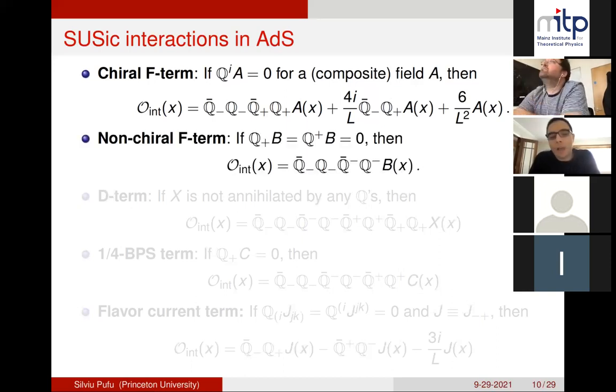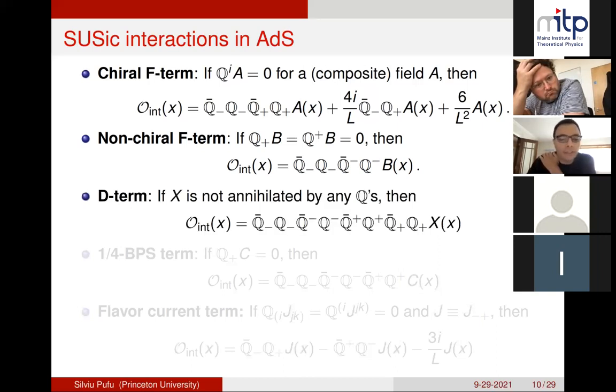We can have another possibility where we have some other field B that's annihilated by all the supercharges of R charge plus 1. Then we can act on it with all the supercharges of R charge minus 1 to make this interaction operator. And this by itself, if we integrate it over AdS, will be supersymmetric. So the delta of this would be a total derivative.